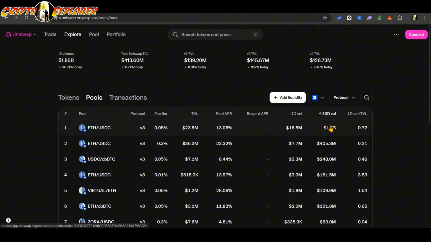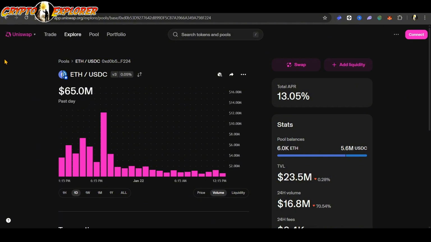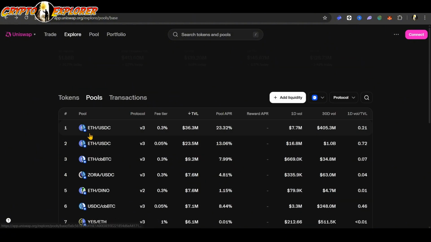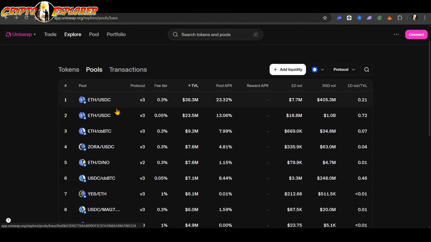In crypto, things change really fast. So if a liquidity pool performs for one whole month, likely it will not be a meme coin. And we can see that just here. It's Ethereum, and not just Ethereum, Ethereum paired with the stablecoin, because these are very sought after trades that people do constantly on a daily basis.